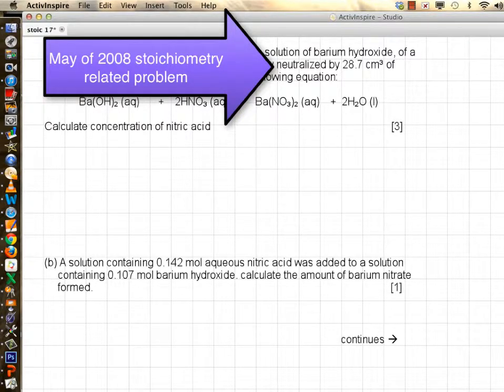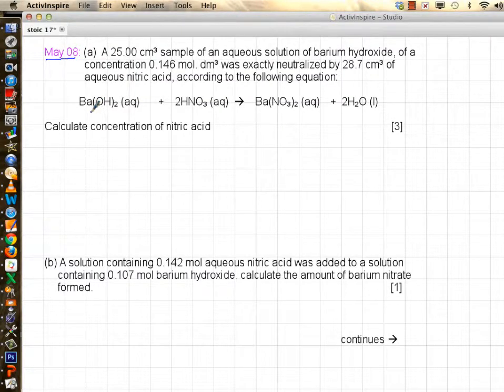I'm going to look at a problem from May of 2008. You have a base, barium hydroxide, added to an acid, nitric acid, and you produce salt and water, a neutralization reaction. You have 25 cm cube of barium hydroxide, whose concentration is given, which reacted completely with 28.7 cm cube of your acid. The first question is, what is the concentration of nitric acid?